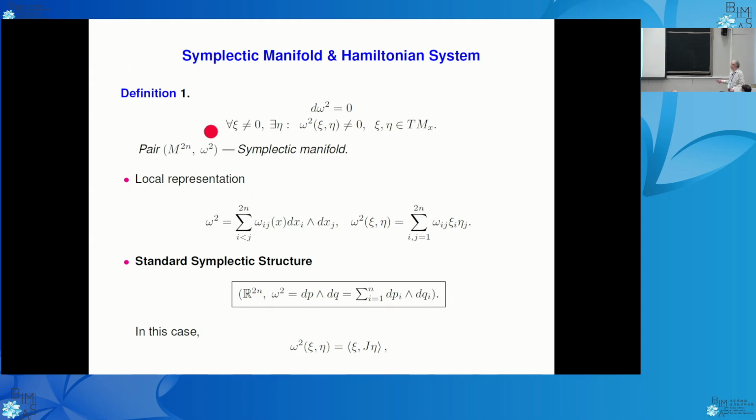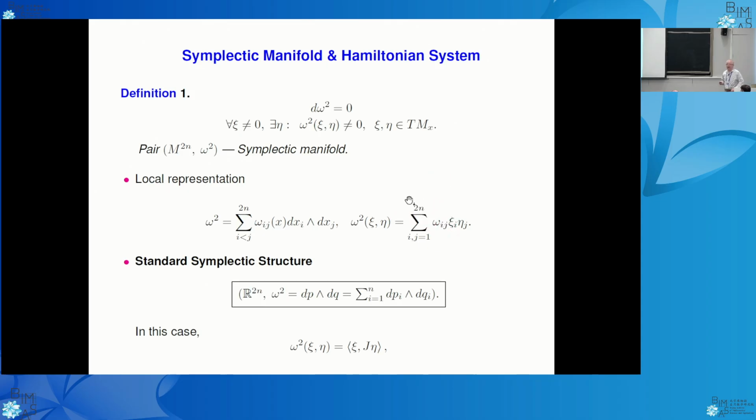Then we can do the local representation. In local coordinates, dx_i and dx_j, take the wedge, and omega_ij stands for the coefficient. It satisfies the antisymmetric property. Because xi and eta are two tangent vectors, you can evaluate the form at both vectors, so you have this value.